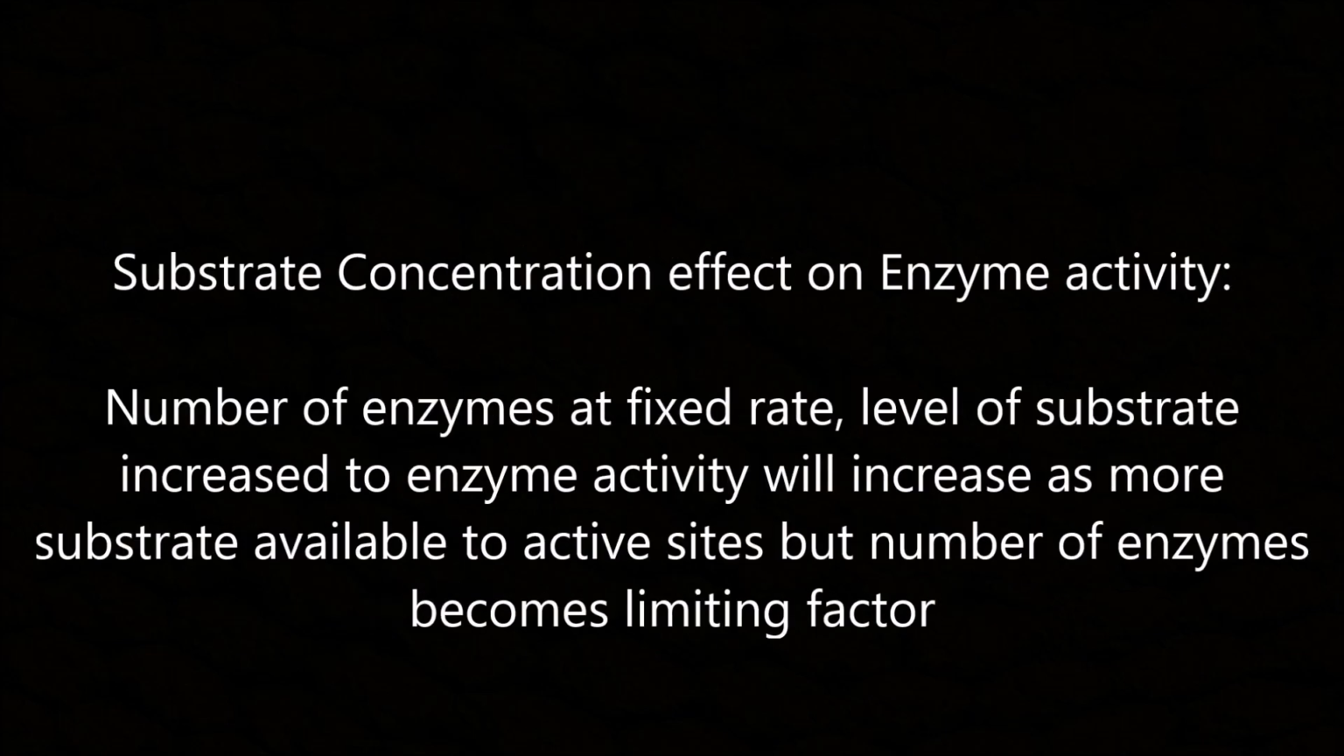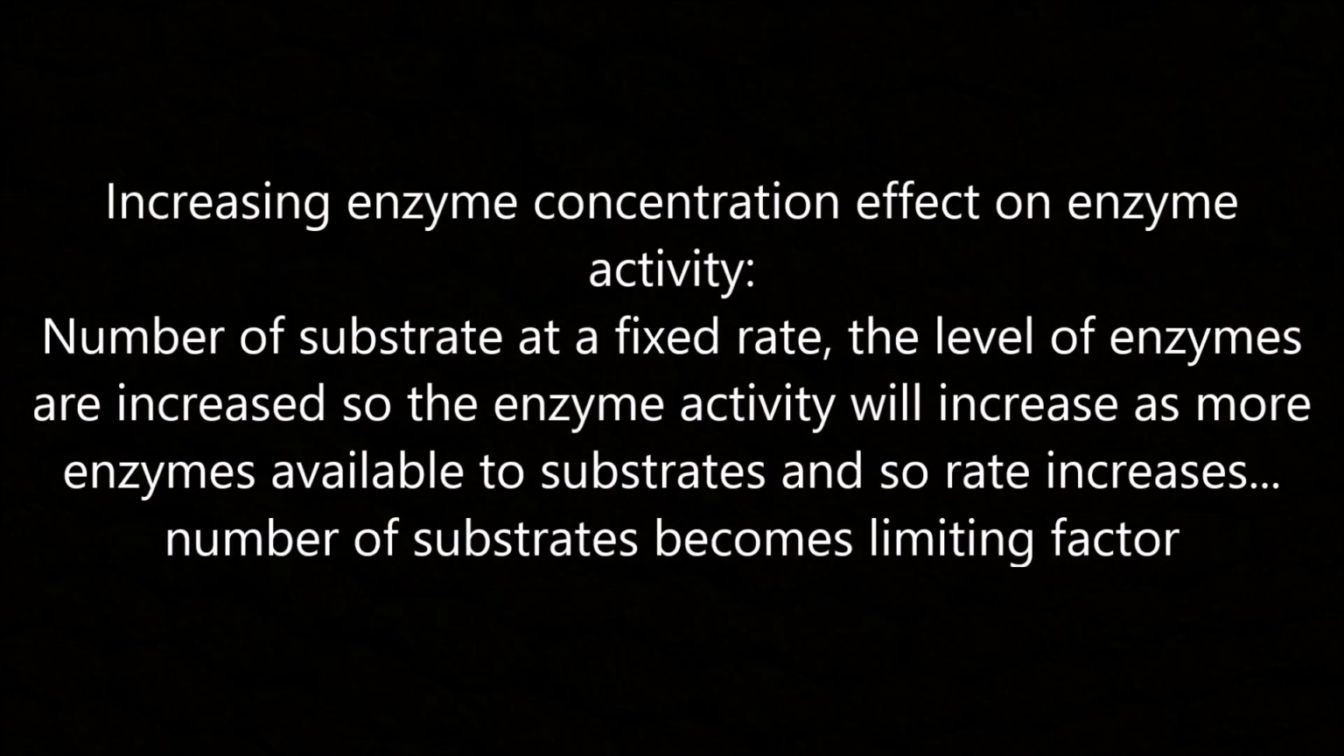Substrate concentration affecting enzyme activity. If you keep the number of enzymes at a fixed rate but increase the number of substrates, the rate will increase as there's more substrate available to the active sites, but the number of enzymes becomes a limiting factor. If you increase the enzyme concentration, with the substrate at a fixed level, the enzyme activity will increase as there are more enzymes available to the substrates, and so the rate increases, but the number of substrates becomes the limiting factor.